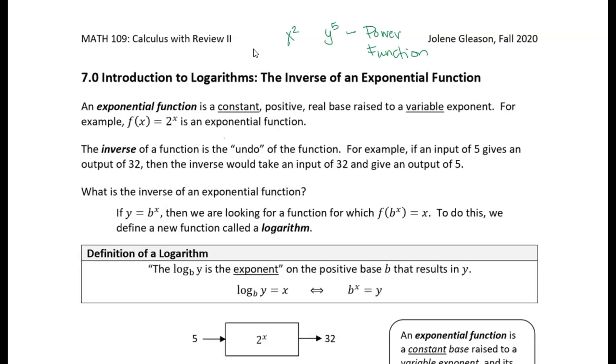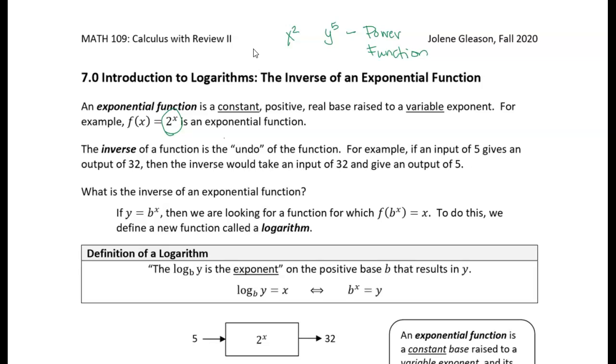Now we're going to talk about exponential functions. So what's the difference between a power function and an exponential function? It's a very important difference. The big difference is that an exponential function is a constant positive real base raised to a variable power. So for example, 2 to the x is an exponential function, all right?